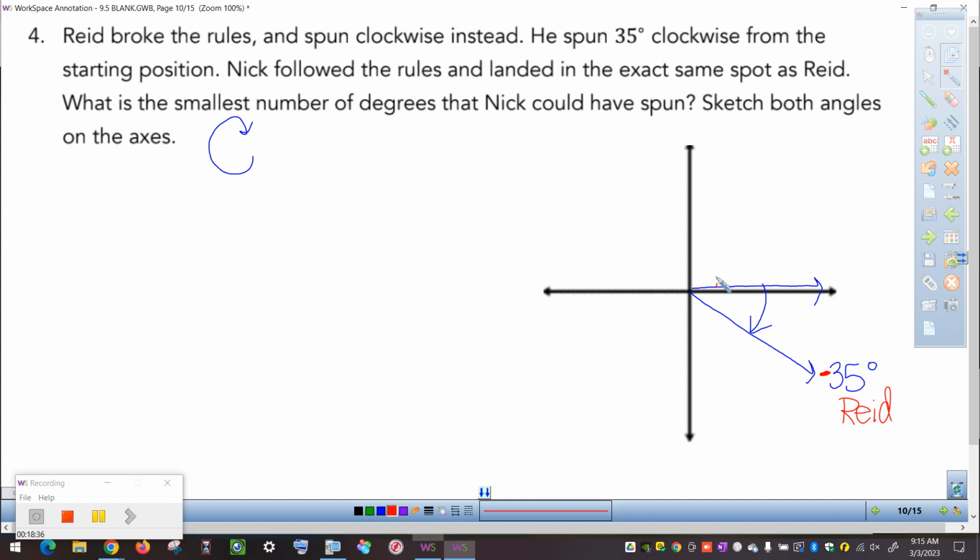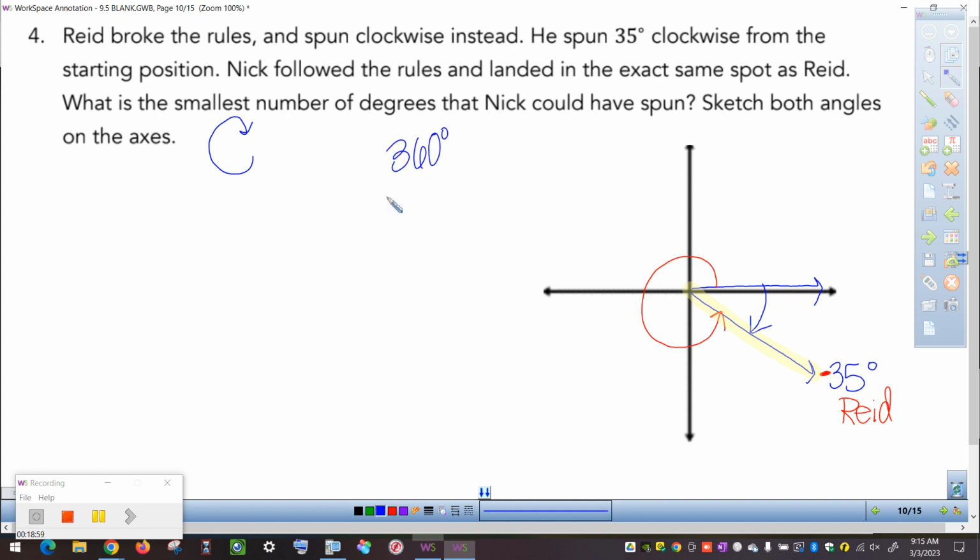So Nick's spin is just going to have a different arrow, but notice how we're still sharing the same terminal side. How could we figure out the number of degrees that Nick went and he landed in the same spot? What would we do, Christopher?